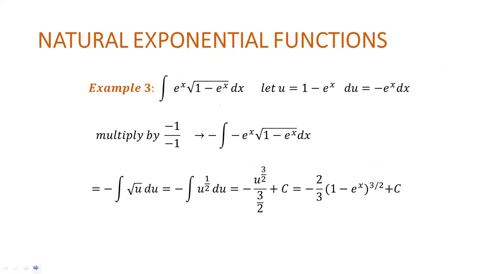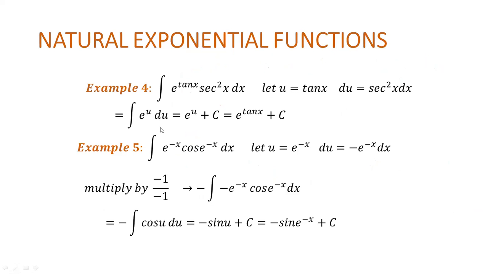Okay, we'll proceed then. Now, number 4. This time we will mix a trigonometric function and an exponential function: e raised to tangent of x, secant squared x dx. If you have a keen eye on functions, you will see right away that if tangent x is your u, its derivative is the secant squared of x, which you're seeing here. So it's already complete.